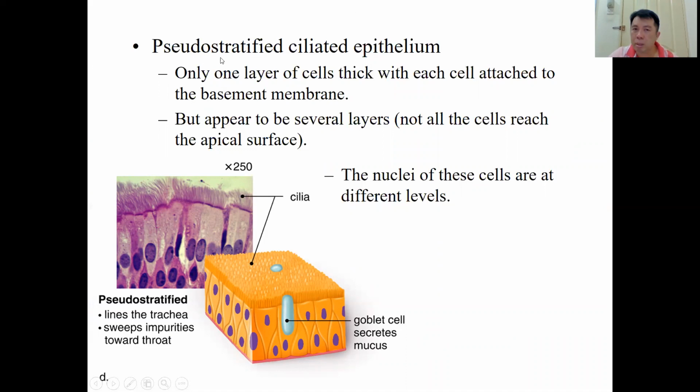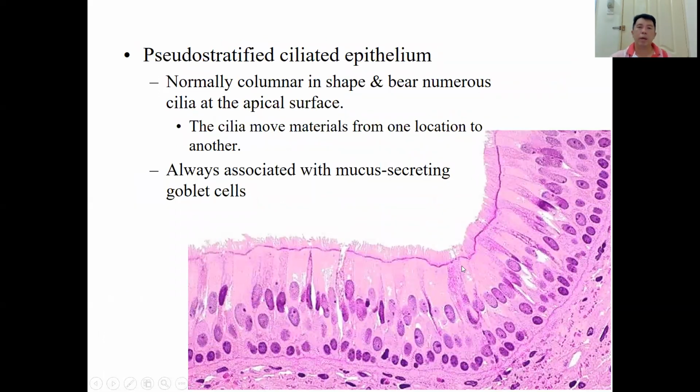So it doesn't really have many layers. It looks like it has 2 layers here, but actually it's 1 layer because all the cells are attached to the basement membrane. That's why we call it pseudo-stratified. If they have cilia, we call it pseudo-stratified ciliated epithelium. The nuclei of these cells are at different levels, so that's why it looks like 2 layers. These pseudo-stratified ciliated epithelia are normally columnar in shape and bear numerous cilia at the apical surface, to move materials from one location to another.